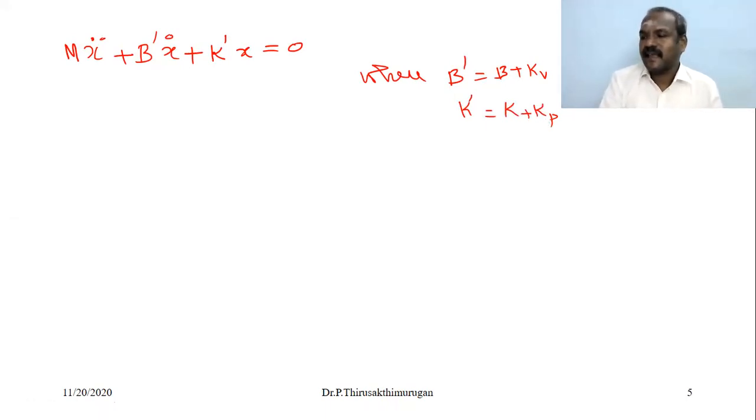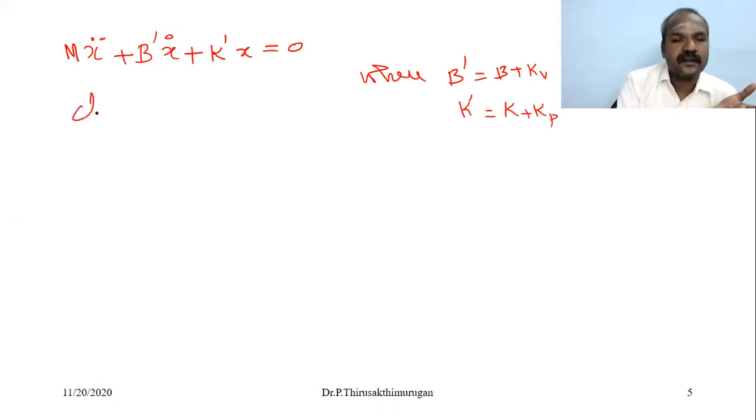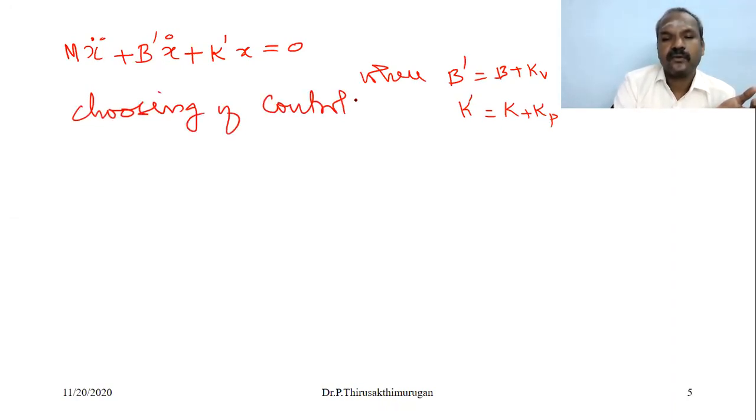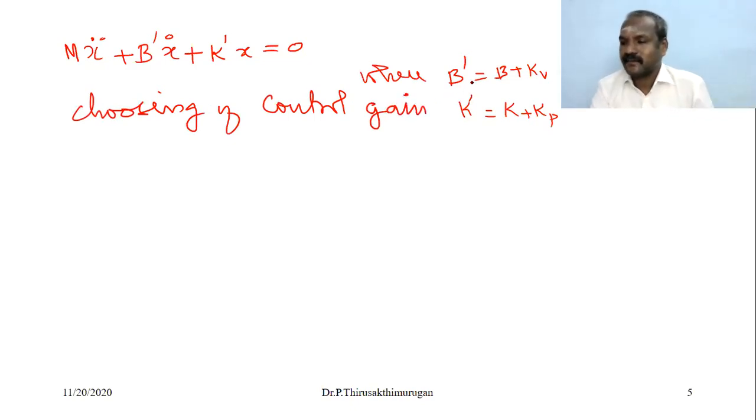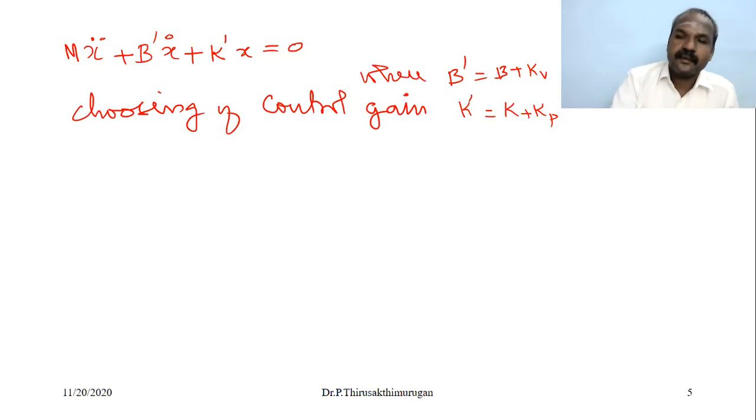So it is clear from this that we choose our control system by choosing the control gains. What are the control gains here? b dash and k dash, or rather kv and kp. The control gains are kp and kv.